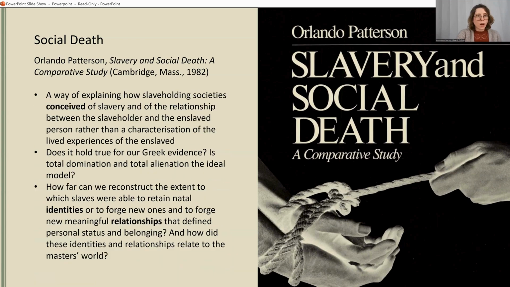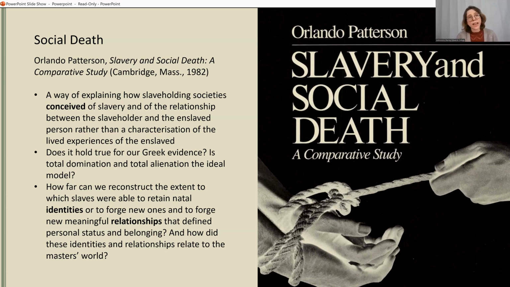Now, I've given you here a couple of quick caveats. It's not the case that Patterson intended this theory as a way of understanding lived experiences. What he was interested in was understanding the ideal scenario as conceived by slaveholders. So he recognized that in reality, slaves might practice resistance and that we might find indications of slave agency in all of these societies that he was exploring. Rather, the socially dead slave is what the ideal was for the slaveholding society. It was what they aimed at achieving.